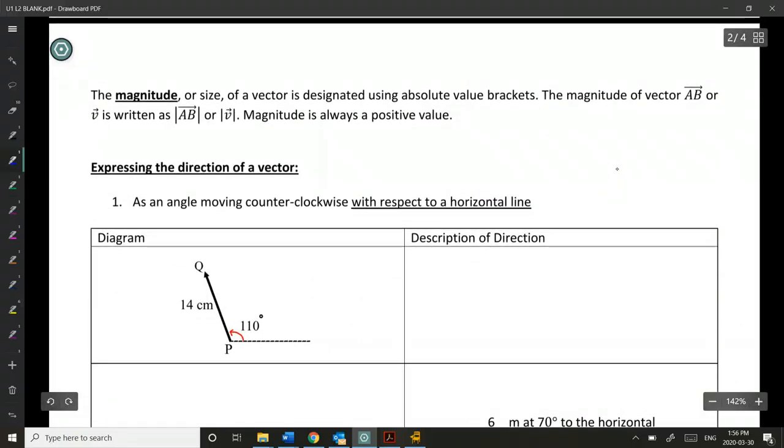Okay, and we talked about magnitude above. Magnitude is the size of the vector. And when we use a notation for magnitude, we use the absolute value brackets. So if I wanted to say magnitude of vector AB, I would draw these absolute value brackets around it. Or if I'm using the single letter notation to represent my vector, I'll draw those absolute values around it. It basically just means the magnitude of vector AB or the magnitude of vector V. Because when we're talking about magnitude, we're talking about a length. Your magnitude is always going to be a positive value.